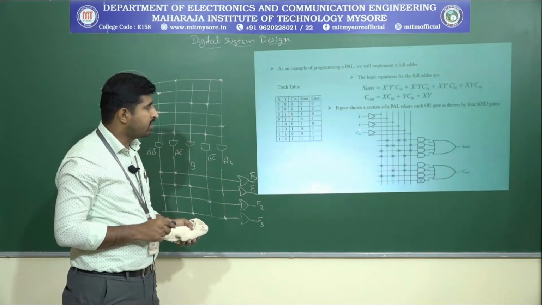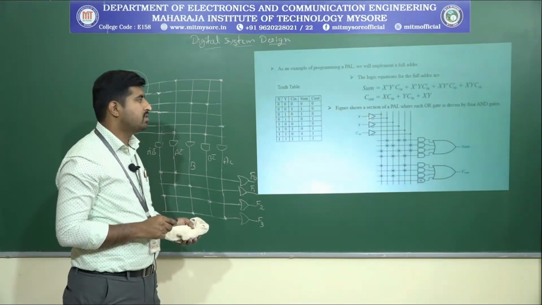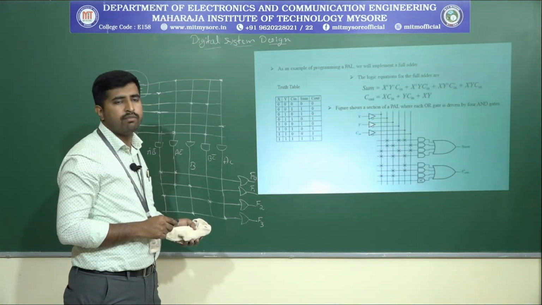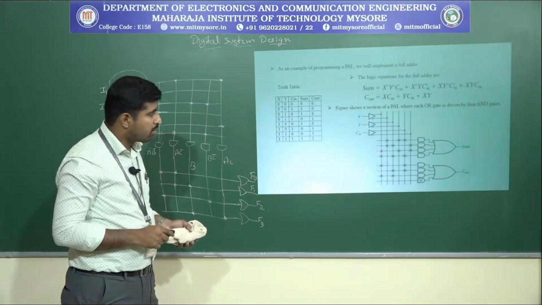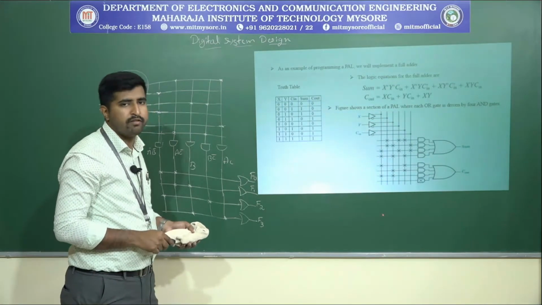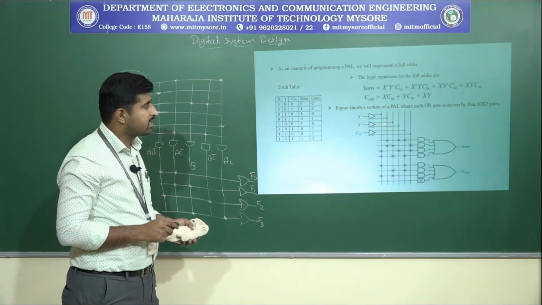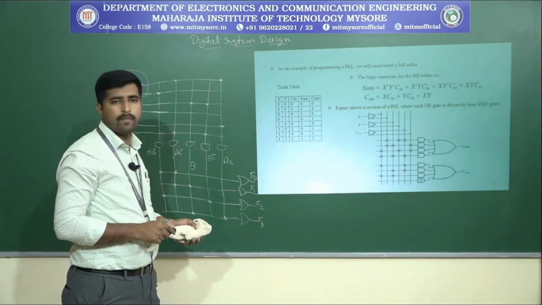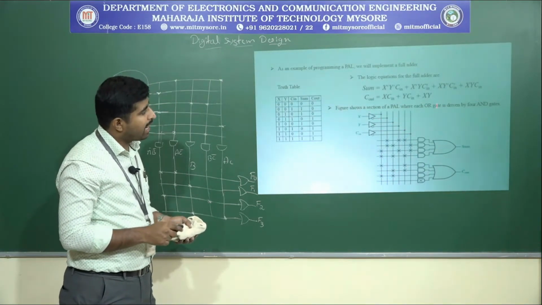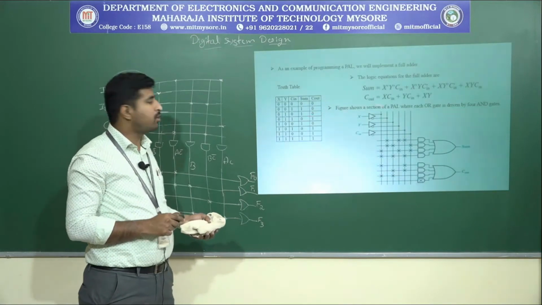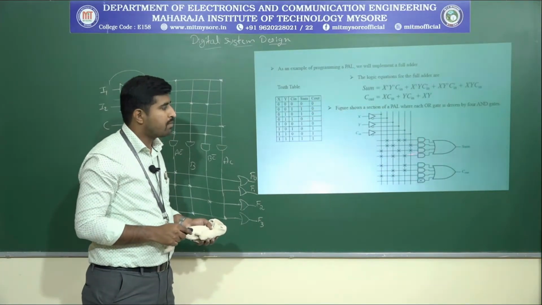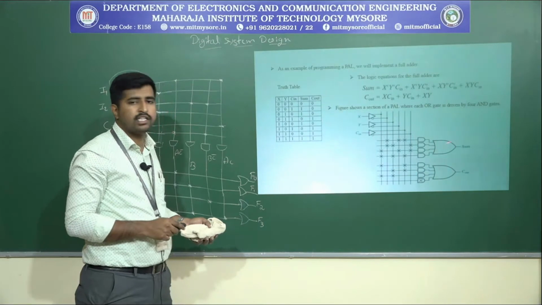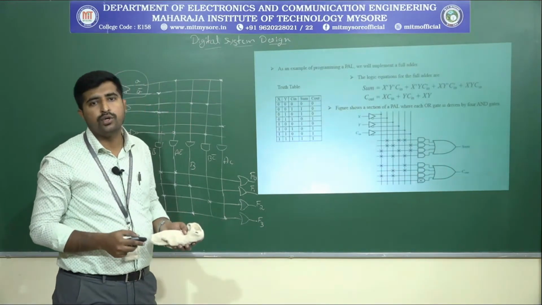See, we have three inputs X, Y, Cin, and they are connected to an input buffer, so for the normal form and its complement form we are going to get X bar, Y bar, Cin, and Cin bar. Here the programmable AND gates are there, so we can program the AND gates, but we are not able to program the OR gates. The connections of the OR gates cannot be changed.